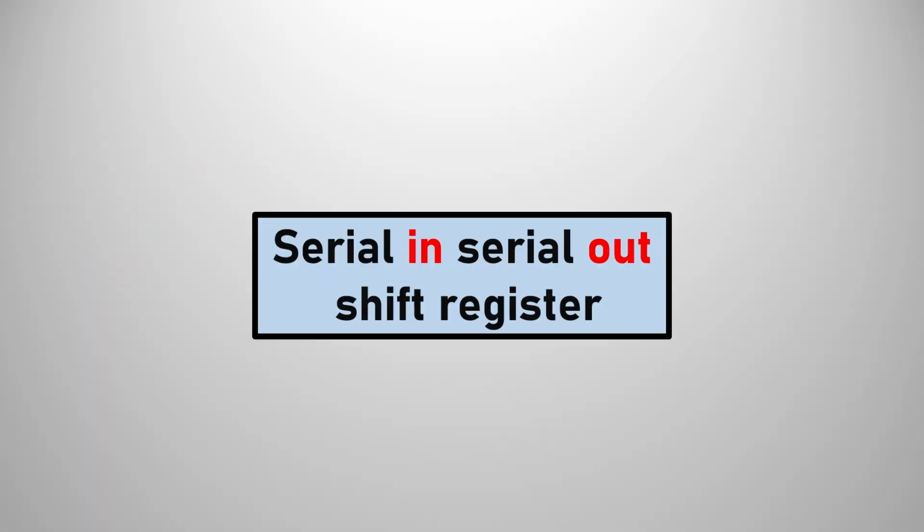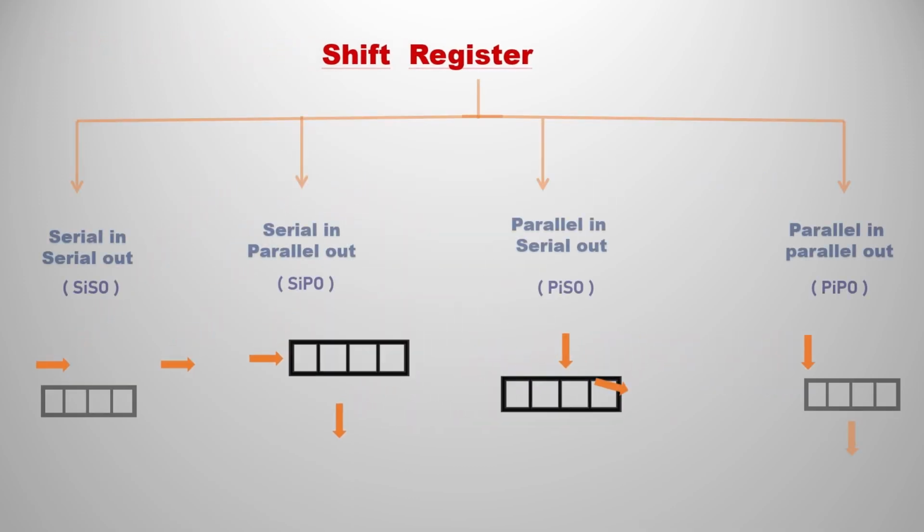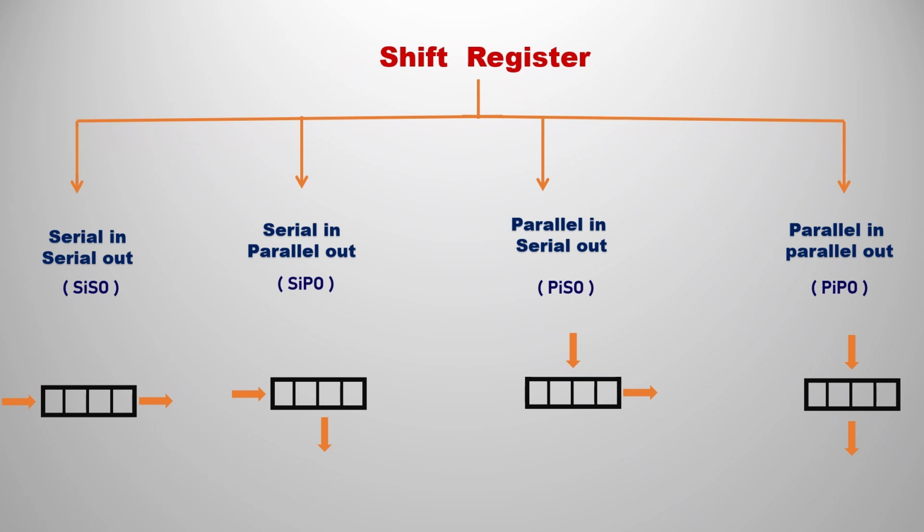In this video we are going to discuss the serial in serial out shift register. So let's get started. In the previous video, the introduction to shift registers, we have already discussed loading and retrieving the data. In loading data we have two types: one is serial loading and one is parallel loading. Both of them require 4 clock cycles. And retrieving data also has two methods, that is serial out and parallel out.